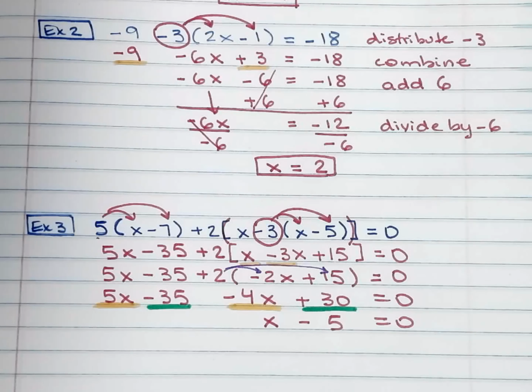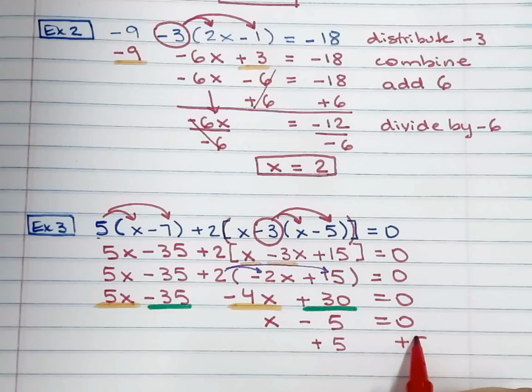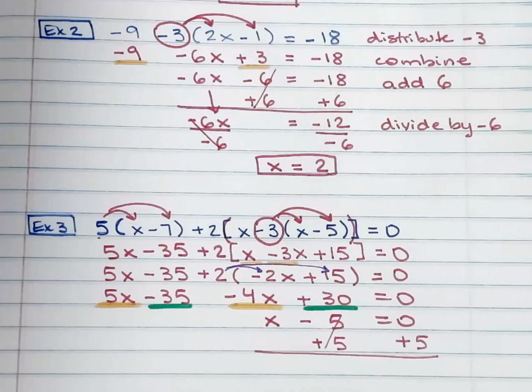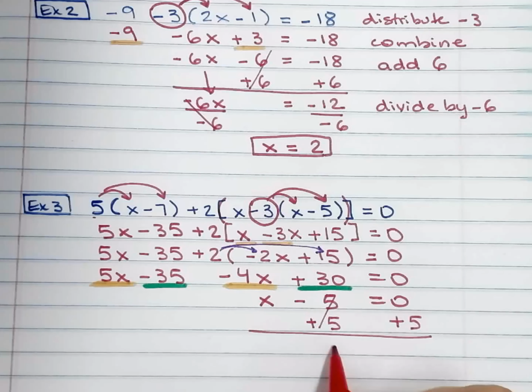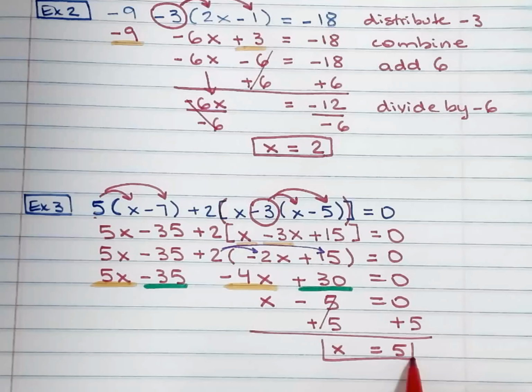Oh, it's looking good. Now, the goal is to isolate x. I just need to add 5 to both sides. This adds up to 0. So finally, I have x equals 5. And that's my final answer.